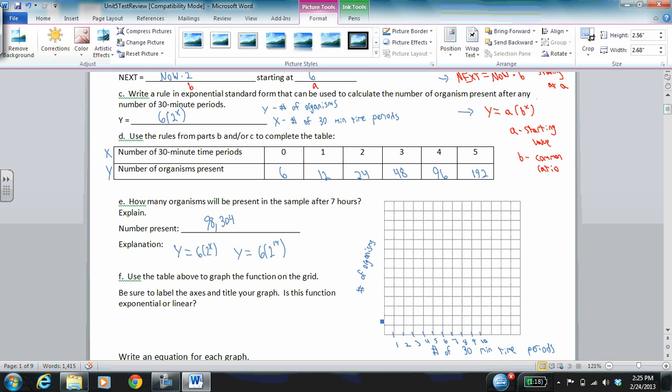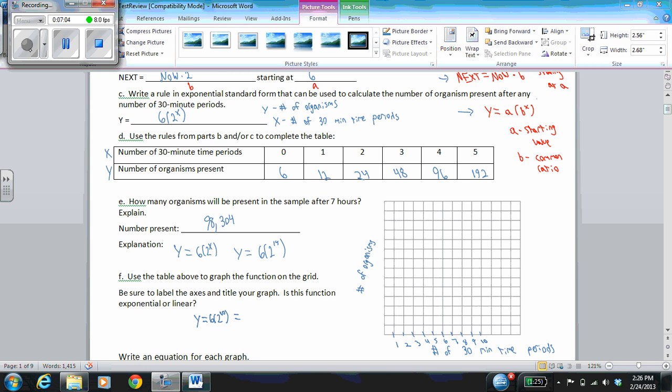That's good enough. Now, to know the scale for my axis of organisms, I need to know how high I'm going to be going. In other words, I need to know how many bacteria there's going to be after 10 30-minute time periods. So that would be 6 times 2 to the 10th, which is, let me pause the video while I calculate. 2 to the 10th is 1,024 times 6 is 6,144 bacteria that are going to be present. So I need to go all the way up to 6,000 on the y-axis.